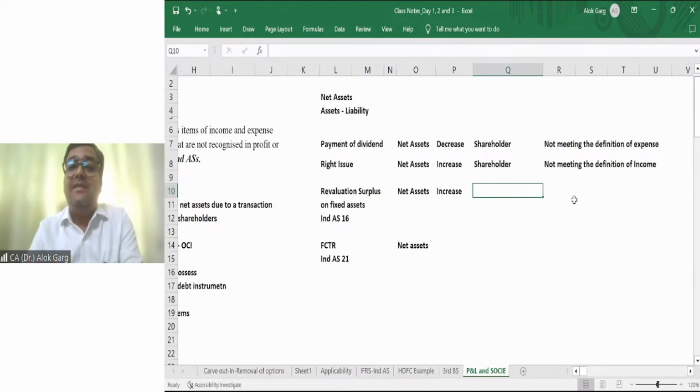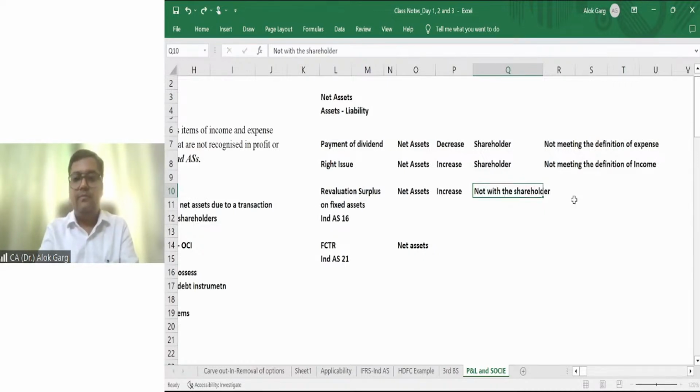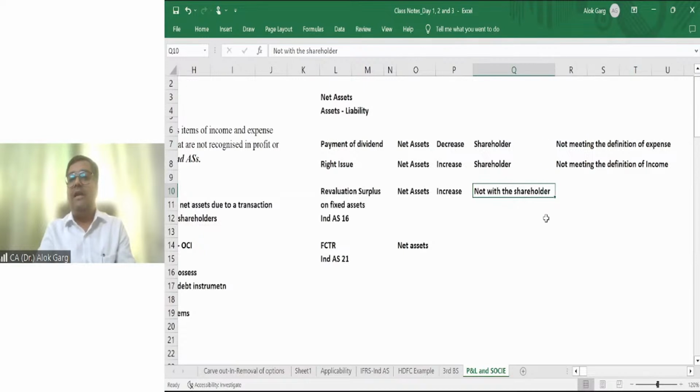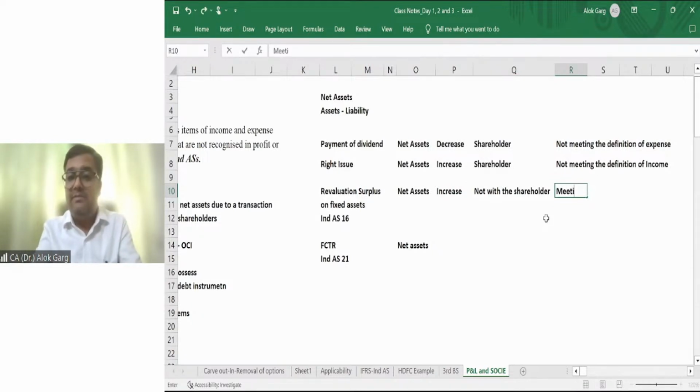Whether this increase in net asset, this revaluation surplus, is happening with shareholder, answer is no. It is a market-based transaction. The company is restating, revaluing its fixed asset on the basis of market value. So this transaction is not happening with the shareholder. So whether it is meeting the definition of income, yes, it is meeting the definition of income.